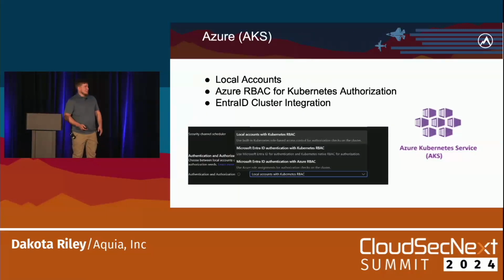And then finally, Azure, or Azure Kubernetes Service. If you're familiar with Azure, you probably won't be surprised that there are two methods of authentication. The first is local accounts, which I'll talk about first, and then like most Azure ecosystem things, you have the ability to integrate with Entra ID. For authorization, you have the ability to use Azure RBAC with Kubernetes permissions, or fall back to Kubernetes RBAC with mappings.